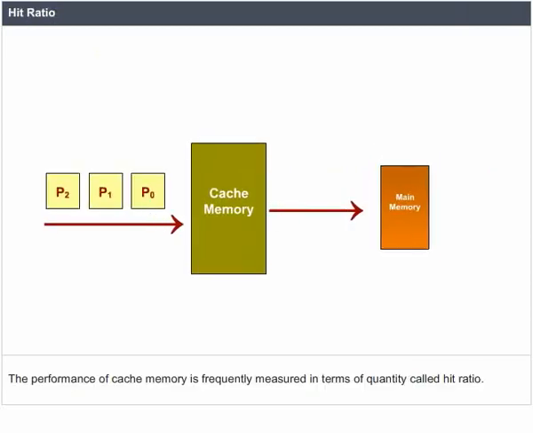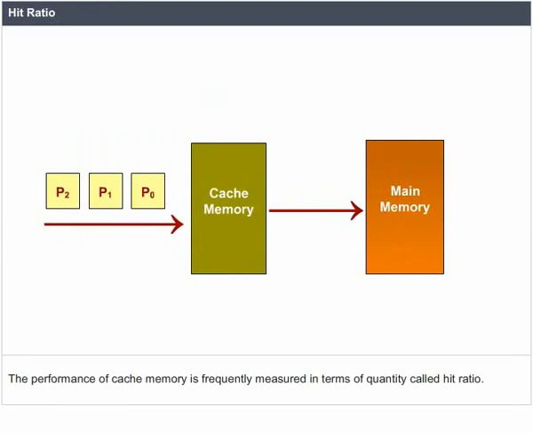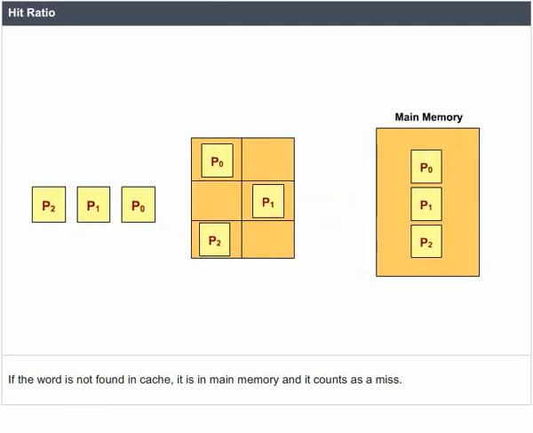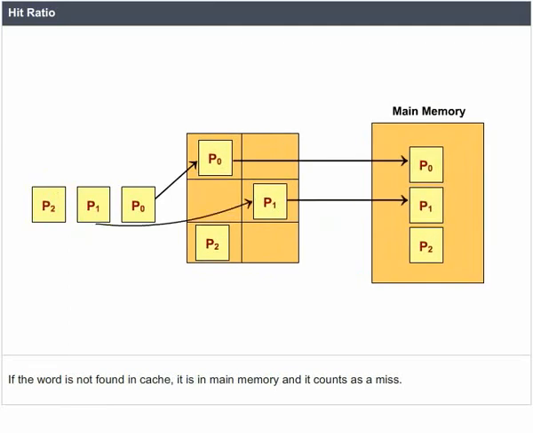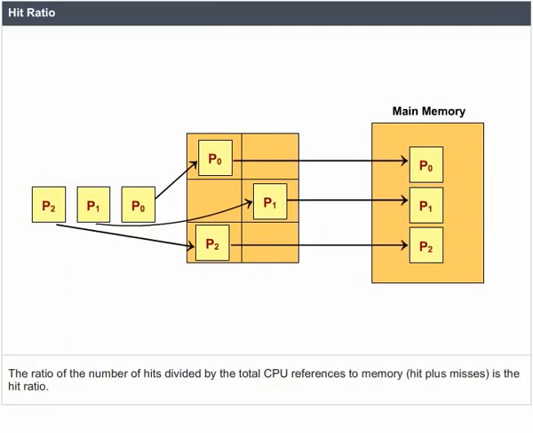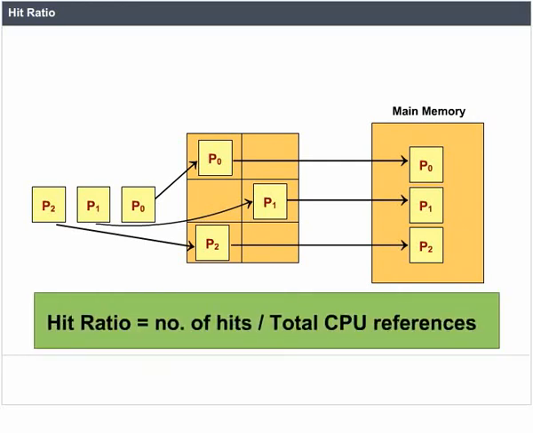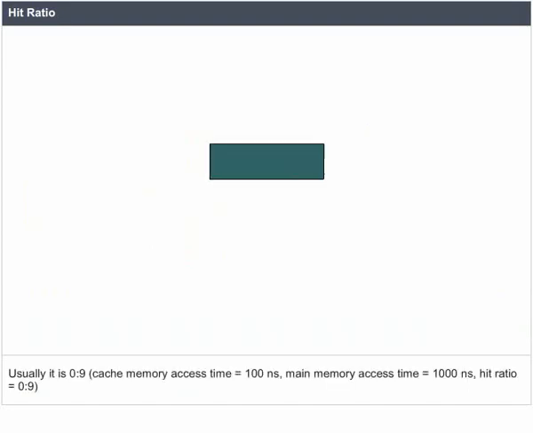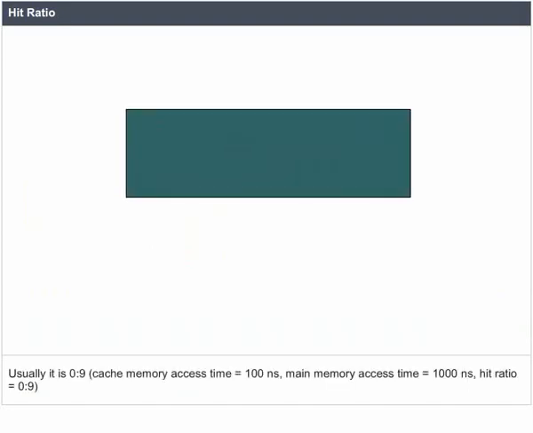Hit ratio. The performance of cache memory is frequently measured in terms of a quantity called hit ratio. When the CPU refers to memory and finds the word in cache, it is said to produce a hit. If the word is not found in cache, it is in main memory and it counts as a miss. The ratio of the number of hits divided by the total CPU references to memory, hits plus misses, is the hit ratio. Hit ratio equals number of hits divided by total CPU references. Usually it is 0.9.